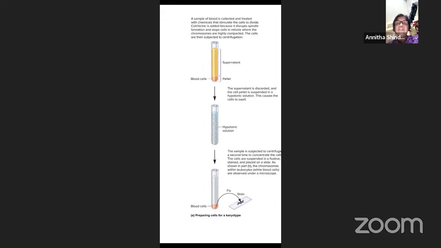Next, the sample is centrifuged again. You go for centrifugation a second time to concentrate the cells. Then the cells are suspended in a fixative. They are stained and then placed on a slide. After placing it on a slide, you have to observe it under the microscope. So this is preparing the cells for a karyotype.